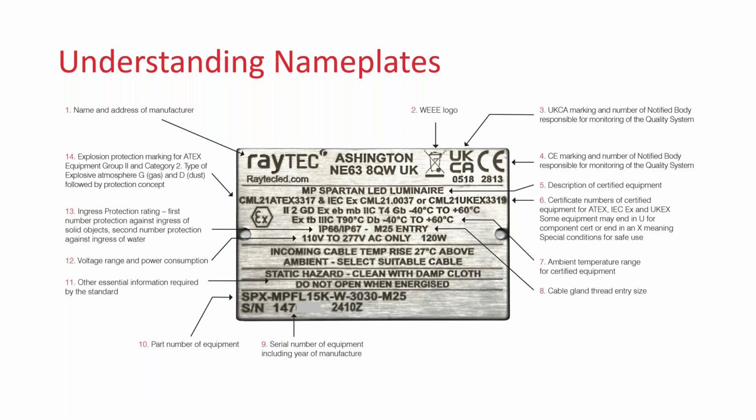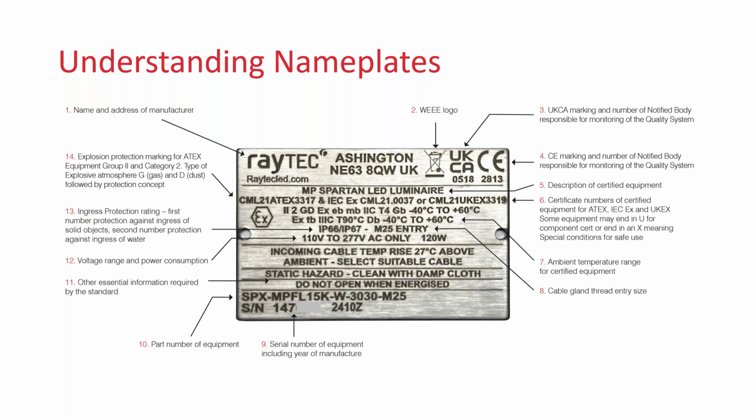we'll now look at the points you can see on the slide, and this nameplate has been installed on a mid-power Spartan floodlight. Starting with number 1, top left corner, you have the name and address of the manufacturer, in this case RATEC, Ashington, UK. Point 2, you have the WEEE logo, which ensures responsibility for the product to be disposed of in a responsible manner.